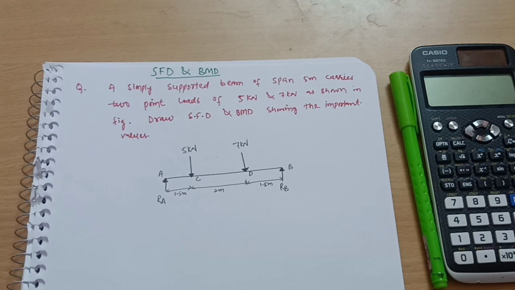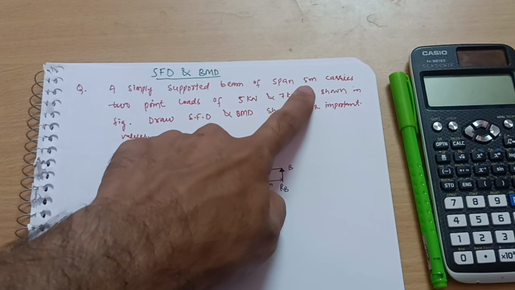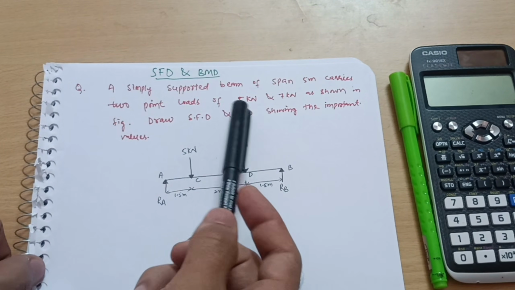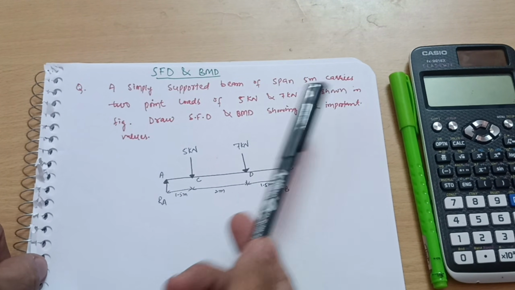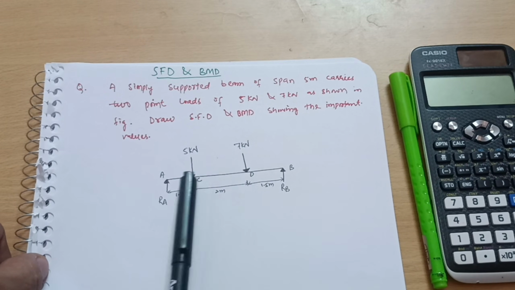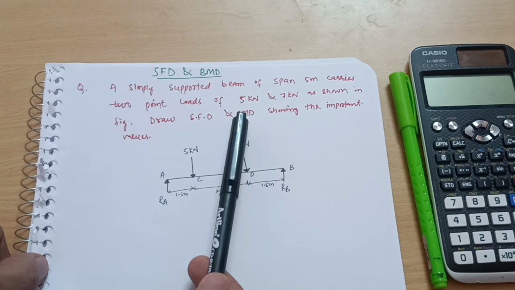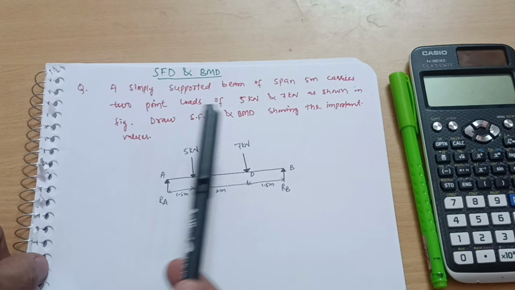Okay, let's take a simple problem so that you will understand the concepts much better. A simply supported beam of span 5 meter carries 2 point loads of 5 kilonewton and 7 kilonewton as shown in the figure. See here, 5 kilonewton and 7 kilonewton are acting on the simply supported beam. So what we have to do is draw the SFD, shear force diagram, and bending moment diagram, showing the important values.